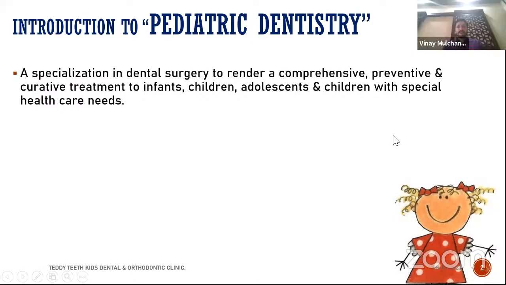exclusively children. That means right from the age of infancy to adolescence, we take care of all comprehensive issues in children, including orthodontia, and including those who require special healthcare needs. For example, any child with any medical or systemic compromised condition, for example, an autistic child or intellectual disability, where a normal dental practitioner may not be able to handle it. We, with other behavior modification techniques, try to render the efficient treatment to the child.